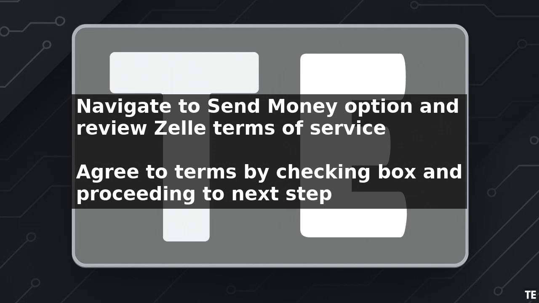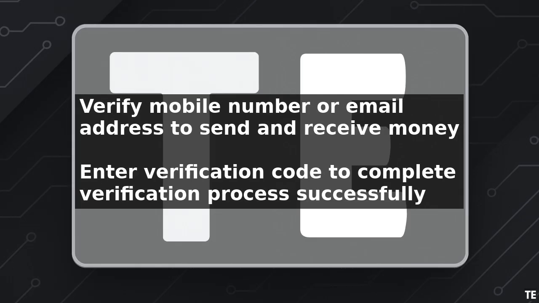Once your contact information is verified, you will be asked to add a recipient. You can add a recipient by entering their mobile number or email address. You can also add a recipient from your contacts list. After adding a recipient, you can send money to them using Zelle.